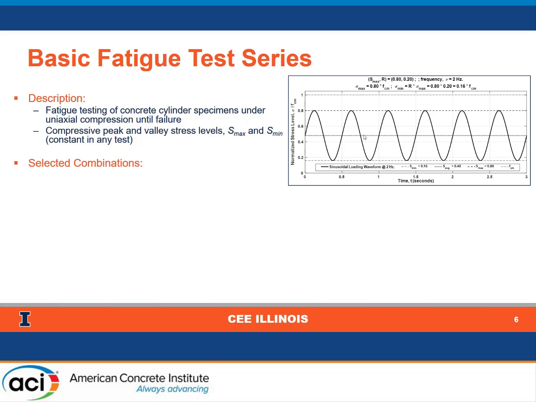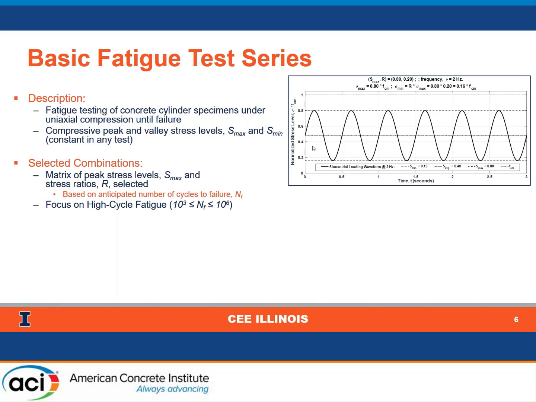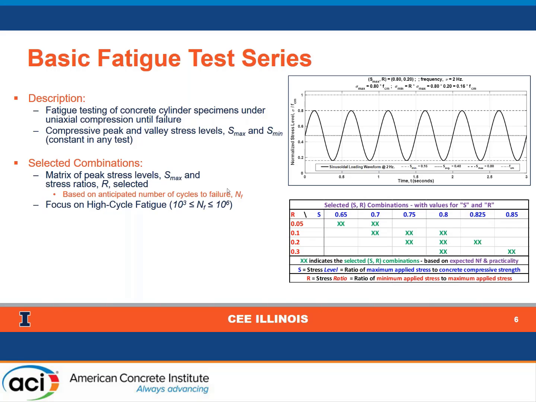Now, the other decision that we had to make was to select what was the peak stress level and what was the valley stress level that we wished to investigate. In order to do this, the goal was to focus on high cycle fatigue. And when I say high cycle fatigue, that roughly corresponds to a failure number of cycles somewhere between 1000 and 1 million fatigue loading cycles.